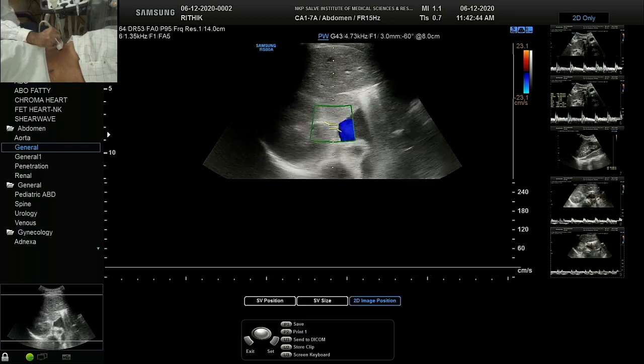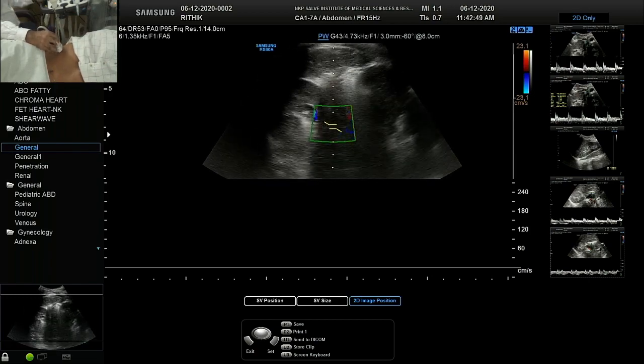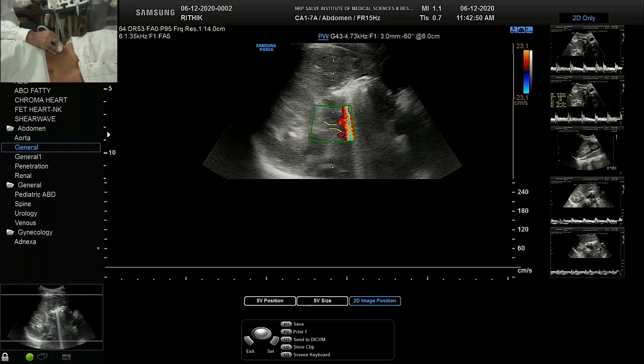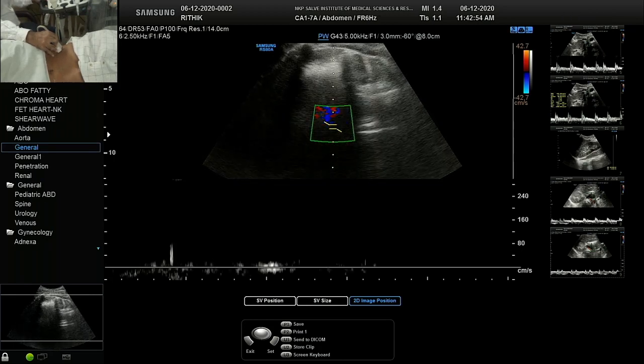So he is quite compliant. If the patient is not compliant, then you can use the simultaneous technique, but the frame rate definitely reduces here.